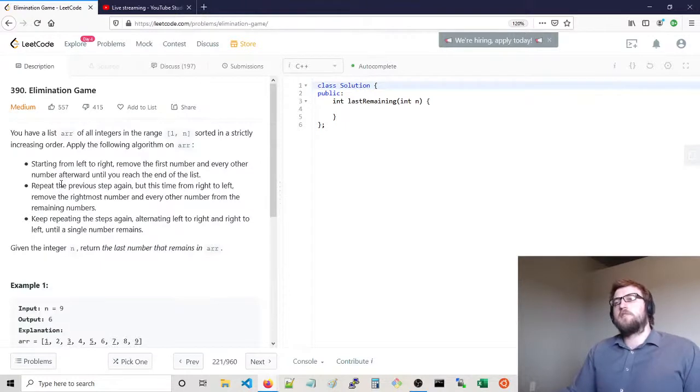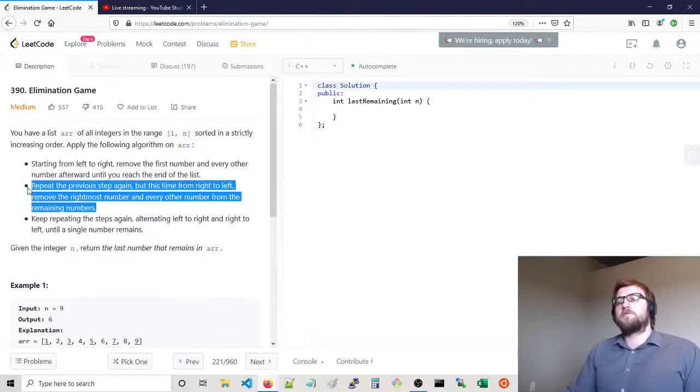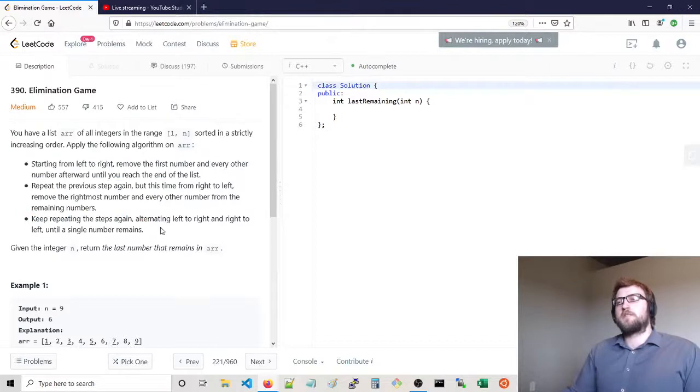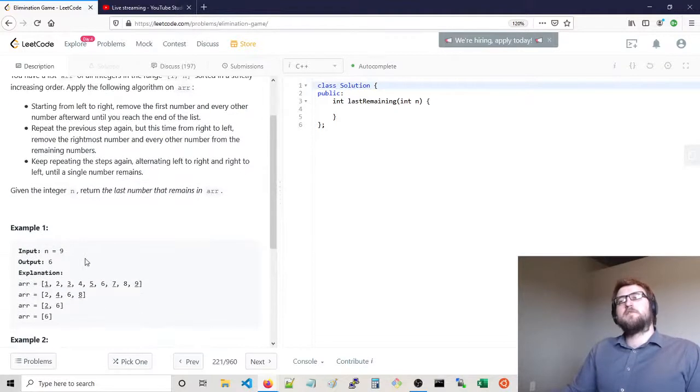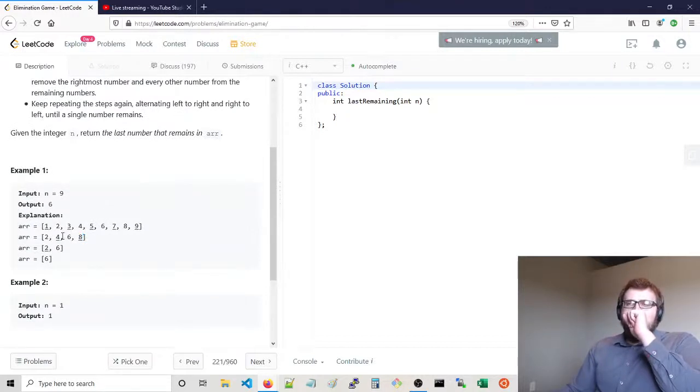Repeat the previous step again, but this time from right to left. Remove the rightmost number and every other number from the remaining numbers. Keep repeating the steps again, alternating left to right and right to left until a single number remains. Given the integer n, return the last number that remains in the array. So n equals 9, output 6. 1, 3, 5, 7, 9 get removed. 8, 4 get removed. And then 2 gets removed, you're left with 6.